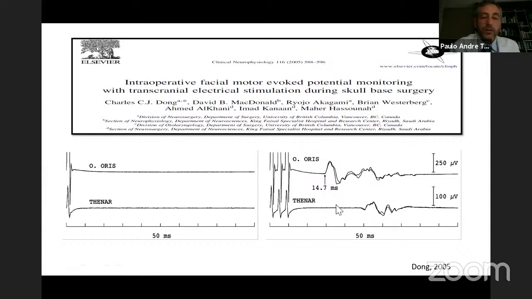Adopting that concept in anesthetized patients, we use a train of stimuli to evoke a facial nerve or cranial nerve motor evoked potential. So they combine a single pulse with a train of pulses to show that with a single pulse, with the same intensity, we have no response, and with the same intensity using a train of stimuli, you have the response. So we are seeing a central response and not a peripheral one.